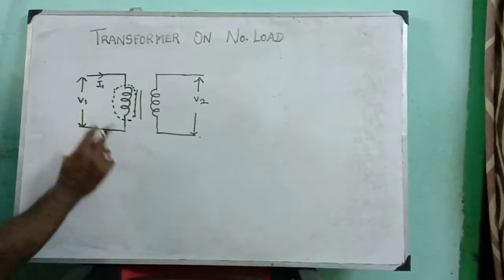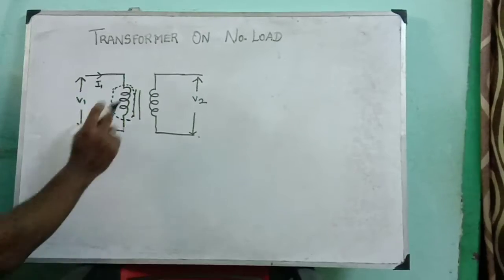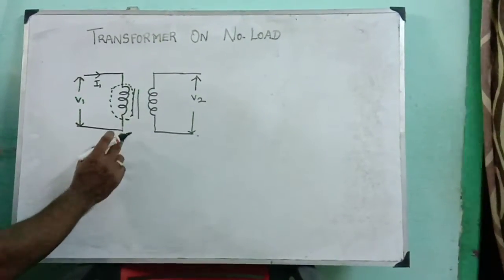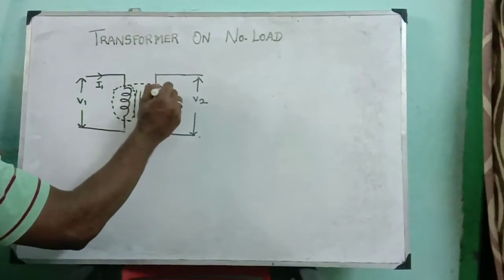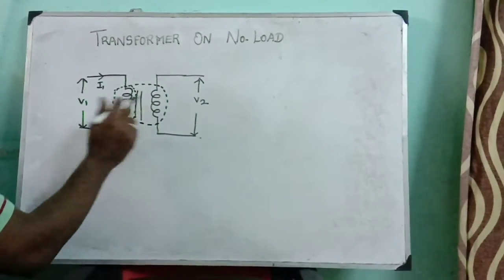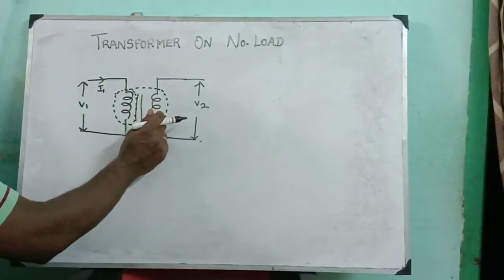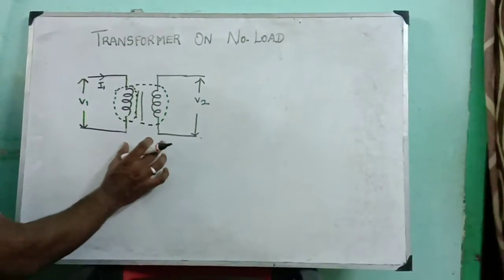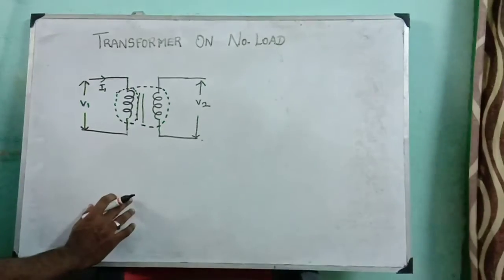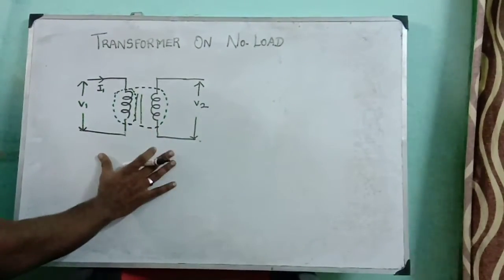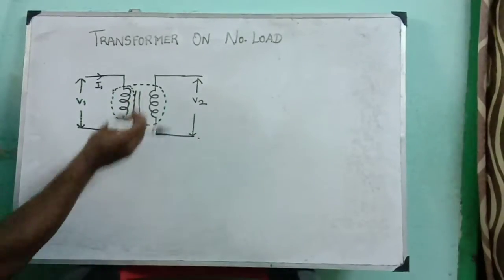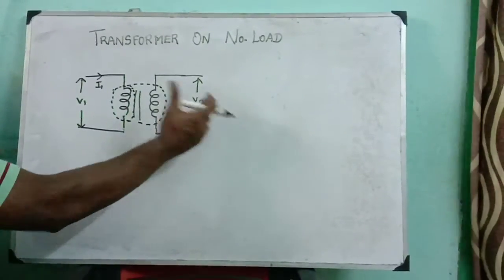As you all know, once the flux is created, this flux links with the secondary winding by the process of mutual inductance. Based on the primary flux, the flux links with the secondary winding and a voltage is induced. So the transformer works on the principle of Faraday's law of electromagnetic induction, and this is the basic fundamental principle of a transformer.